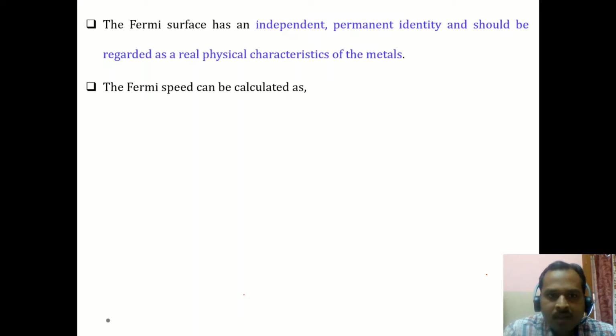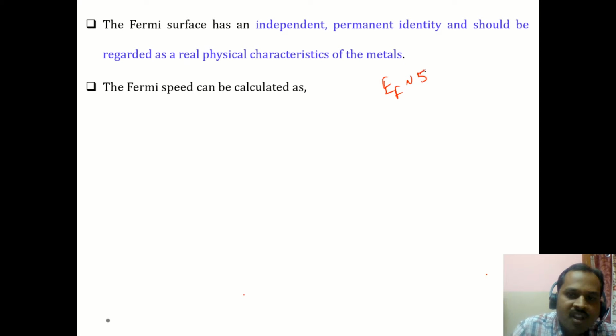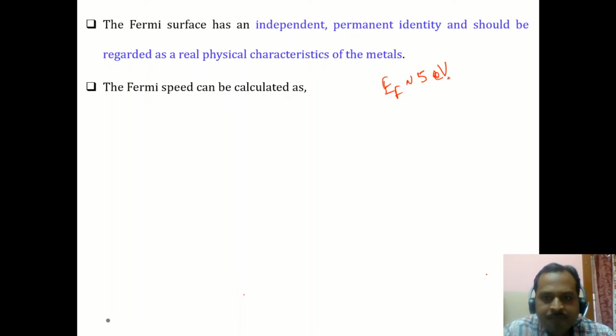And before that, let us have a rough estimate of the Fermi speed. So what is the magnitude of the Fermi velocity? That we can obtain provided we have a rough idea about the Fermi energy. For metals, we know that the Fermi energy is roughly around 5 electron volt, because the electron concentration is around 10 to the power 22 per centimeter cube, and we know the relation between the Fermi energy and the electron concentration, and from there we can obtain the Fermi energy, which will come roughly to be 5 electron volt.